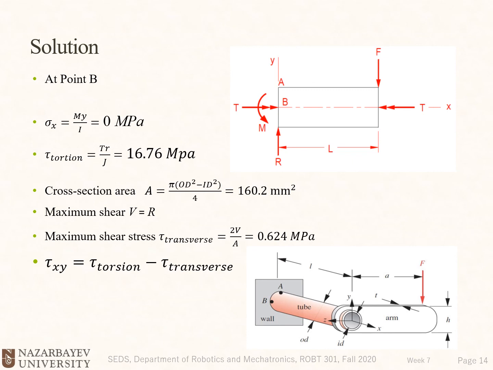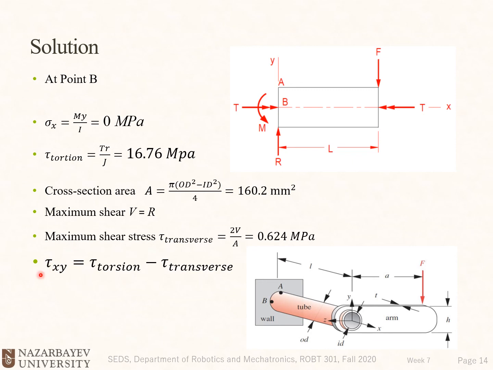So at point B, sigma x is My divided by I, y is 0, so sigma x will be 0. Tau torsion is TR divided by J, cross-sectional area A could be calculated easily, and we have a maximum shear, and the maximum shear due to transverse load, or V, could be calculated. And finally, we have tau xy, which is tau torsion minus tau transverse. I'm going to leave that part to you to understand why the first is negative here and why the second subscript is y for the point B.